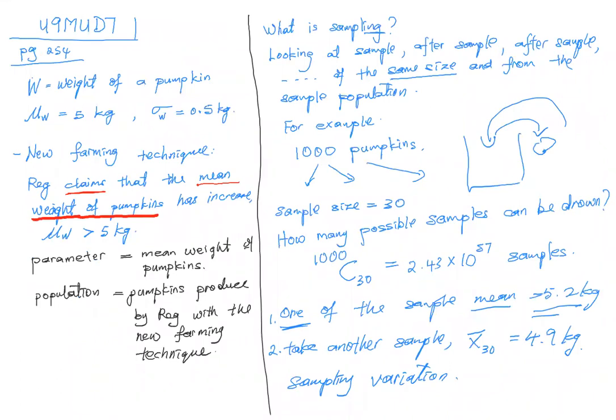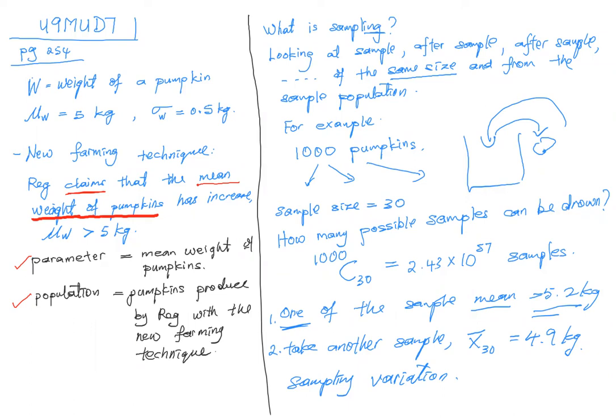First of all, whenever you see a claim, you must state the parameter, you must state the population. And what is sampling? Why must we do sampling? Can anyone answer me why we need to have sampling? First of all, what is sampling?